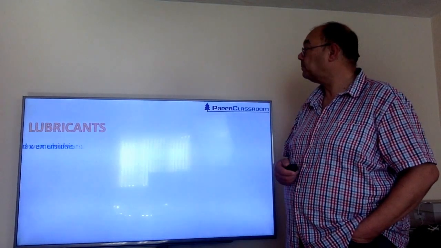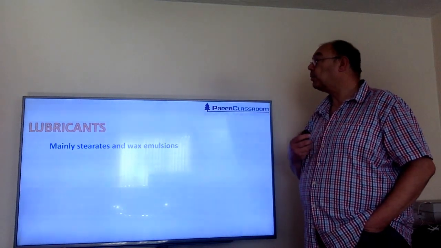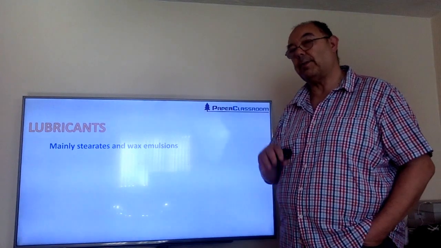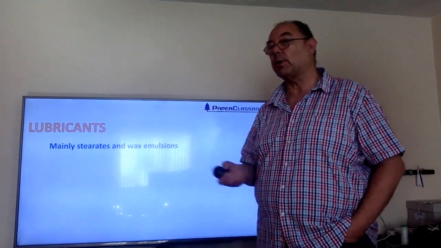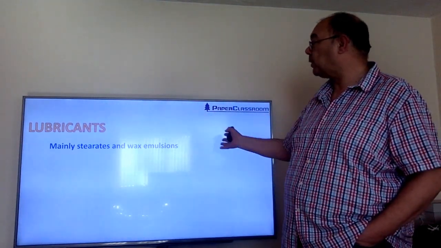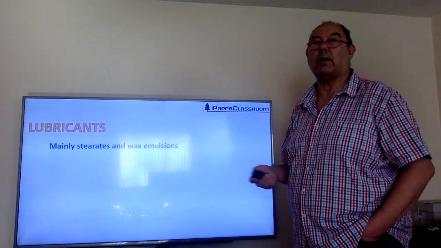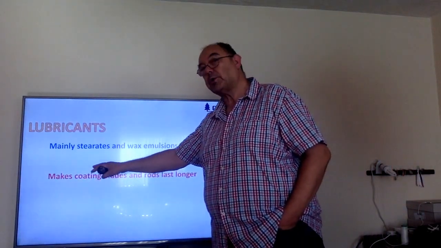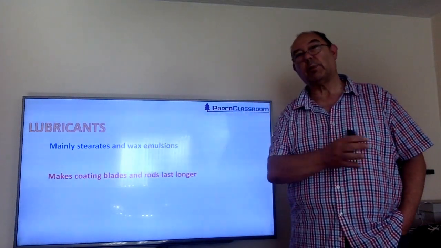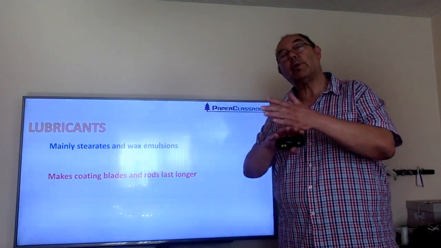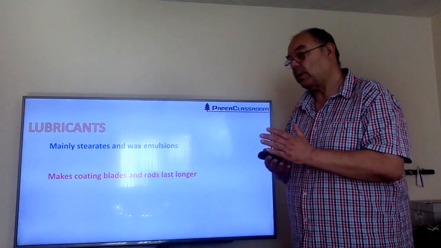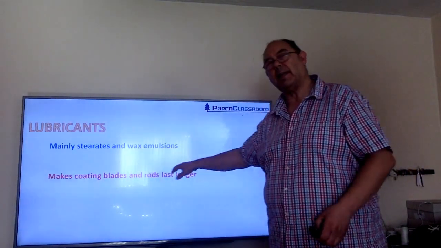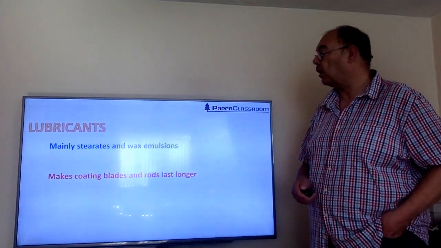And lubricants. Lubricants are not there for the coating mix itself, they're there for the benefit of the coating once it's been produced. Lubricants are mainly stearates or wax emulsions, and what they will do, as the coating is being metered off with a blade, because you've got this lubricant going under the blade with all the very abrasive pigment particles, it will make coating blades or coating rods last longer.